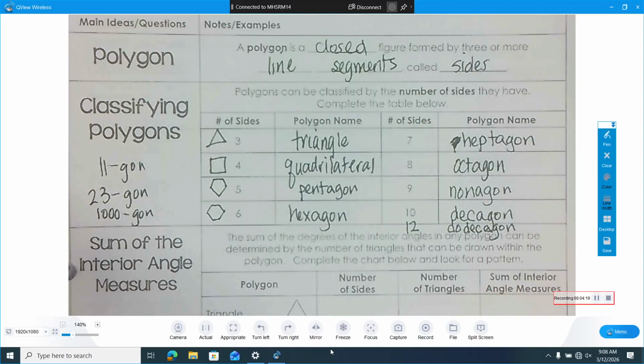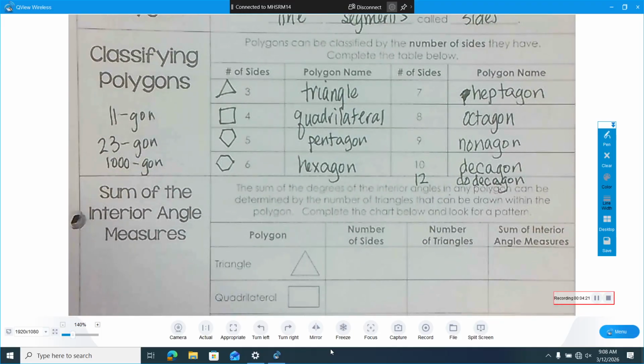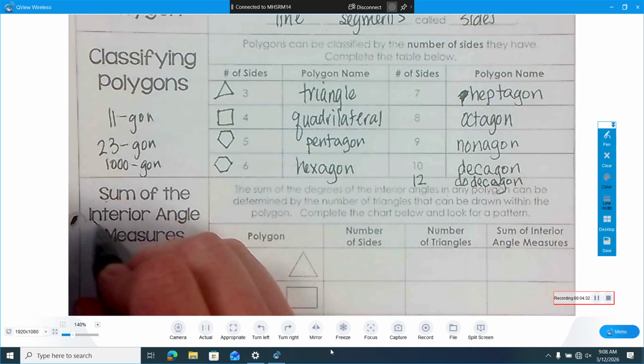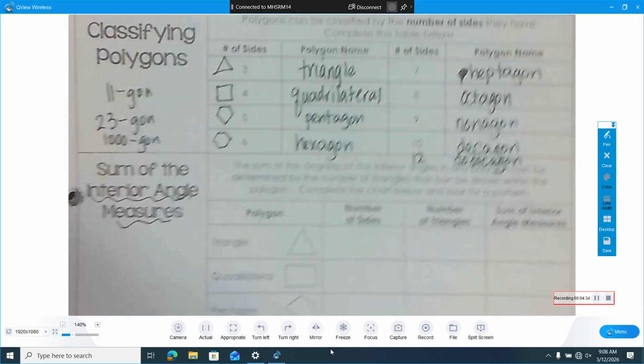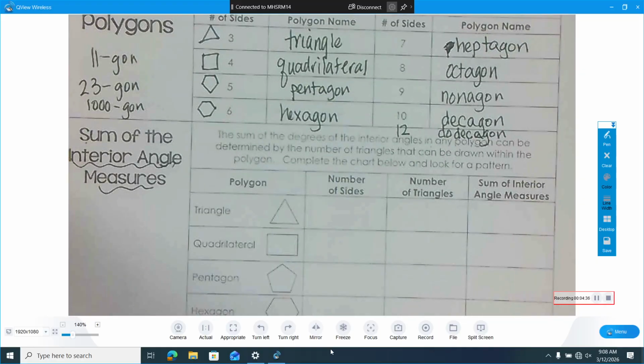So our goal is not only to be able to name our polygons, but we really want to know what the interior angle measures are. So we already know a couple here.